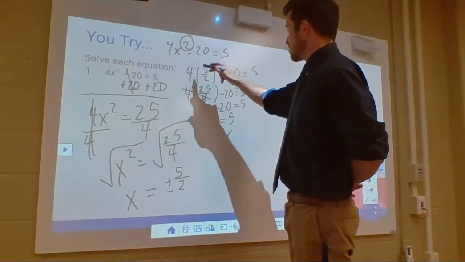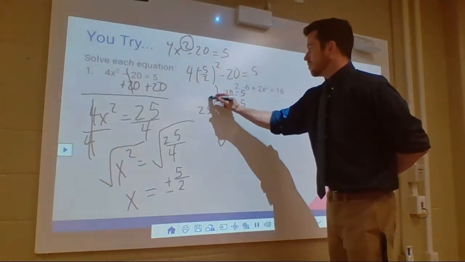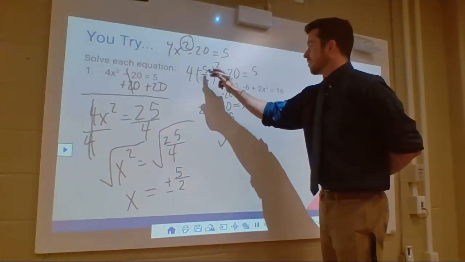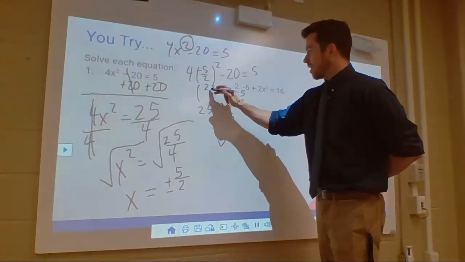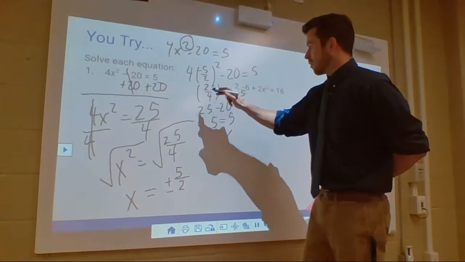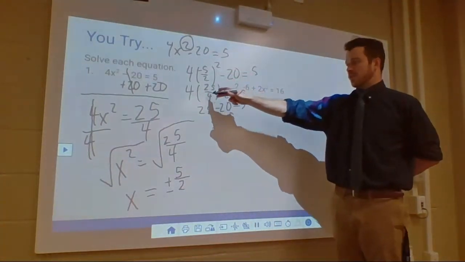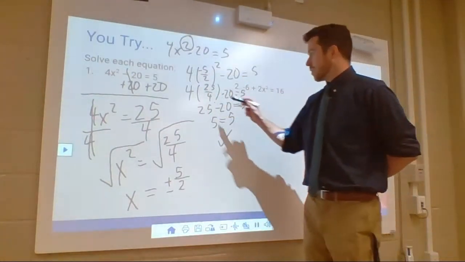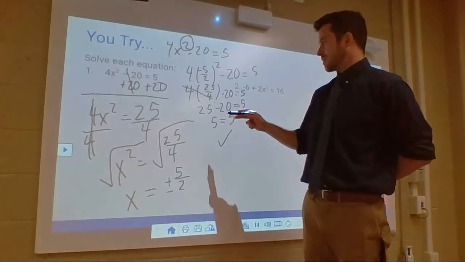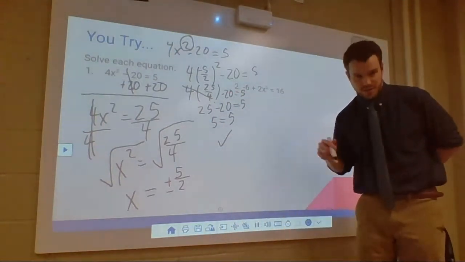Now, if I change that to negative 5 halves, well, negative 5 halves squared is still positive 25 over 4, because a negative times a negative is a positive, right? So, again, the same thing would happen. The 4s would cancel out. We get 25 minus 20 equals 5. 5 equals 5. It checks out.